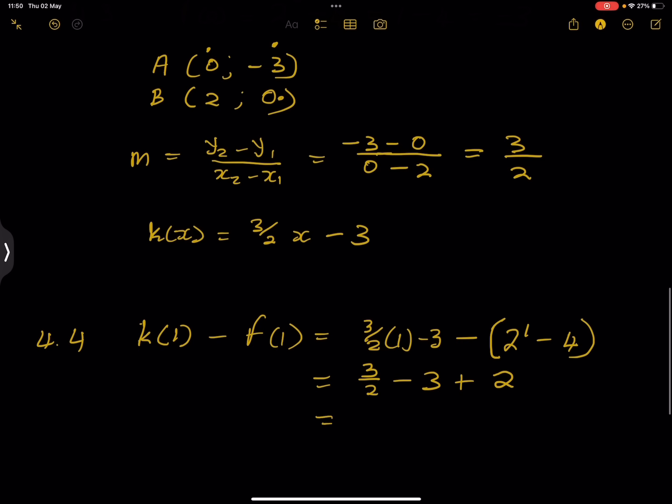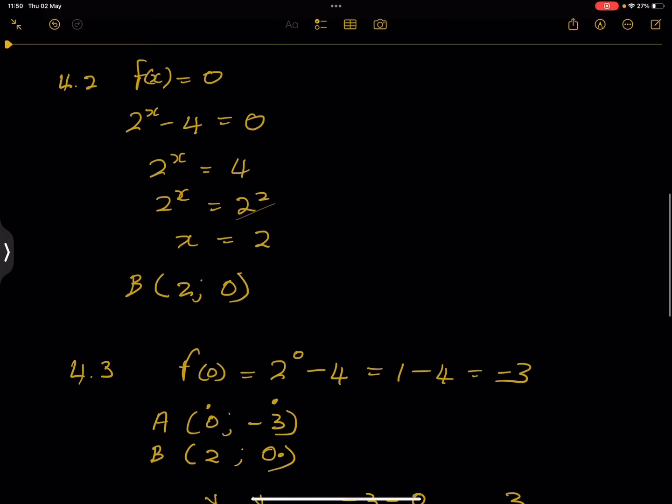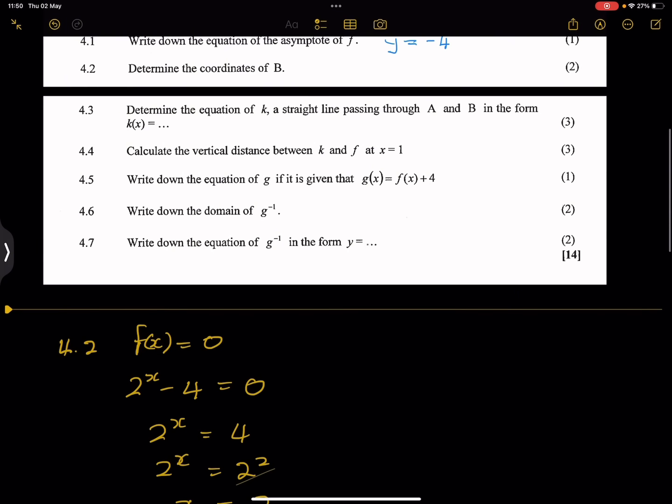All right, so let's try and work that out. So essentially, that's 3 over 2 minus 1, which will give us 1 over 2. Okay, so the distance between the two graphs at 1 is equal to a half. That is the vertical distance between the two. So remember, all that you're doing when you're finding the vertical distance is taking the difference between the two graphs at that particular point.